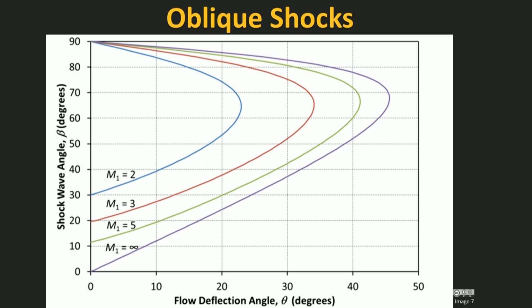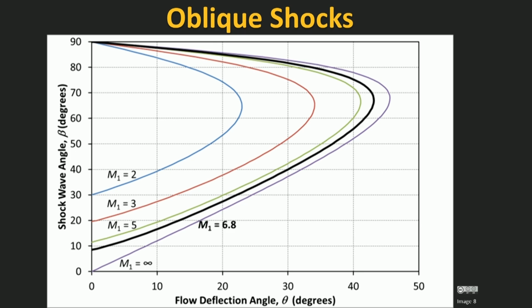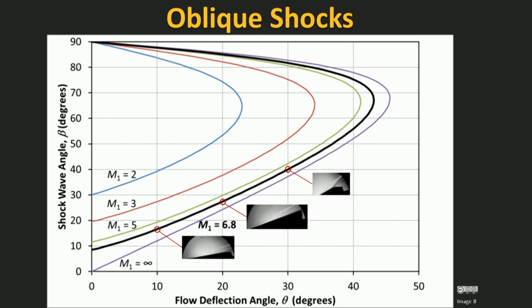In this case, Mach numbers of 2, 3, 5 and infinite. Let's add the curve for Mach 6.8 onto the plot. That's the Mach number in our experiments in the Drummond tunnel. So along this curve, we could look up what angle shock wave we'd expect for each of our wedge angles. So here is the point on the curve for the 10-degree wedge, for the 20-degree wedge, the 30-degree wedge, and the 40-degree wedge. For each of these, we can read off the theoretical shockwave angle.